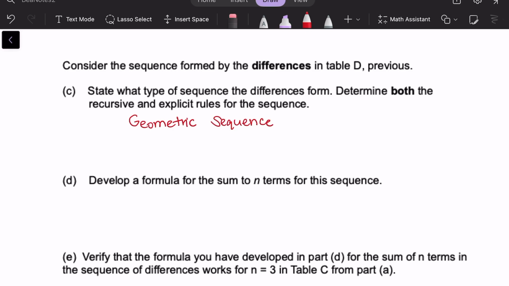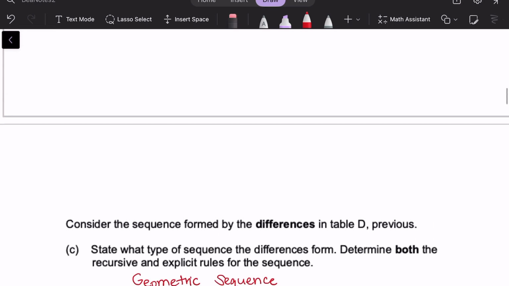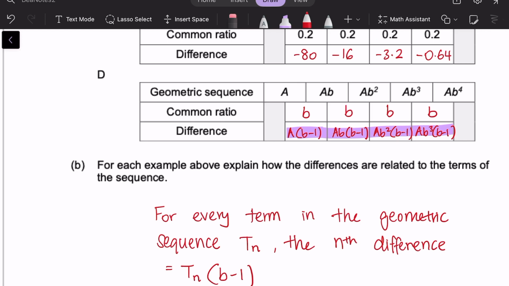terms. Just to recap, a recursive formula tells us what a term will be based on the previous term, whereas an explicit formula tells us what a term will be in regards to its order. So let's start with our recursive formula. a_n equals. So let's take a look back at the purple highlighted sequence that we're looking at. Notice that each term is the same as the term before it, but multiplied by an extra b.